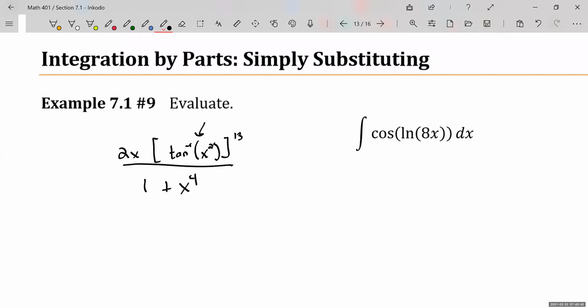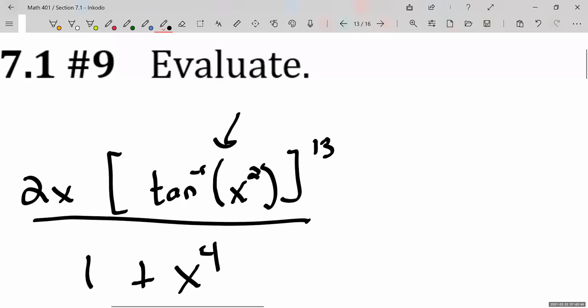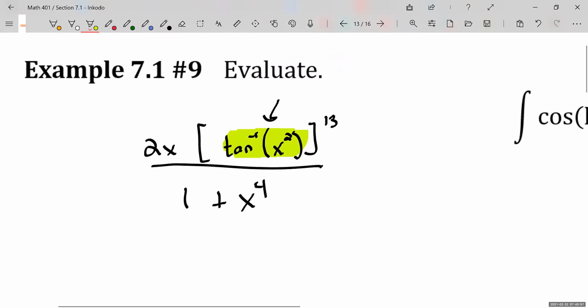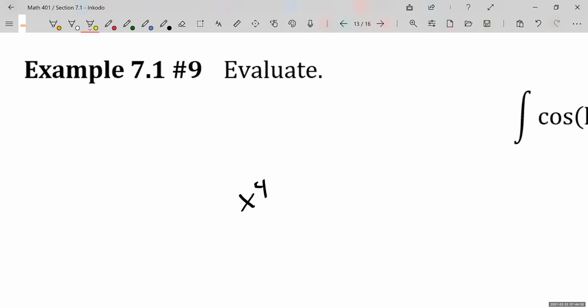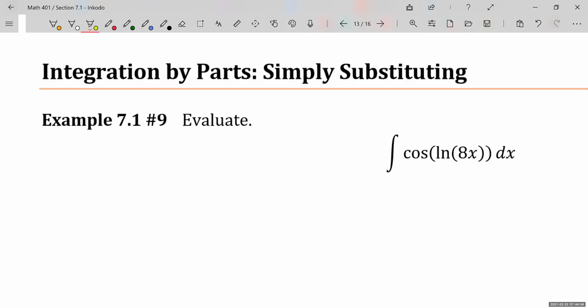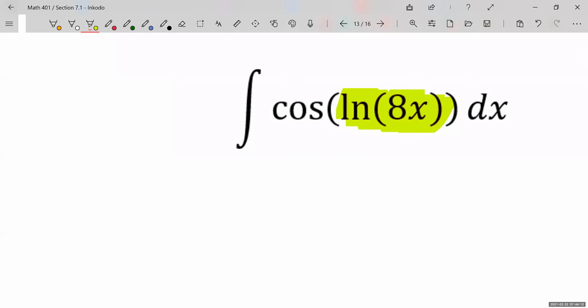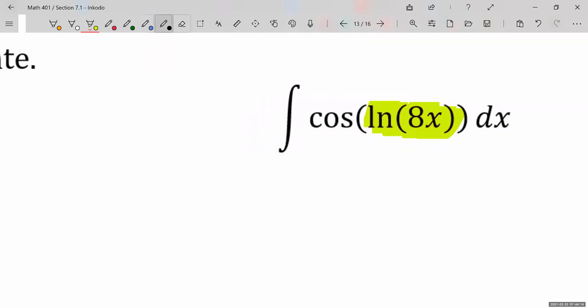All right. This is a composition of functions. It's a 13th power, but inside that 13th power is a tan inverse. So I immediately, as a knee-jerk reaction, just say, I'm going to go ahead and let u equal that entire tan inverse that's inside that 13th power. And that ends up being an incredibly great substitution. So the same thing here. When I look at this integral of cosine of the natural log of 8x, I'm thinking to myself, that natural log of 8x, I'd like that to be the letter u. So I'm going to start this entire problem with a u substitution.